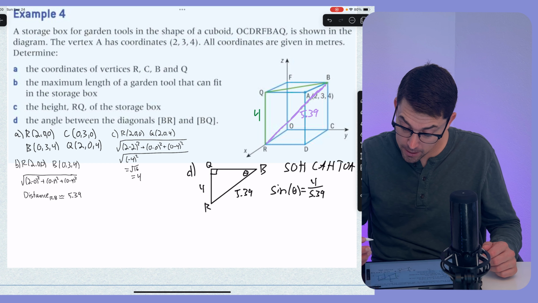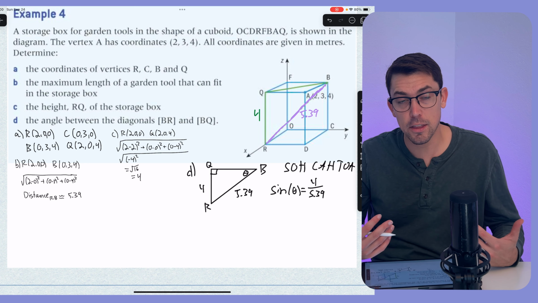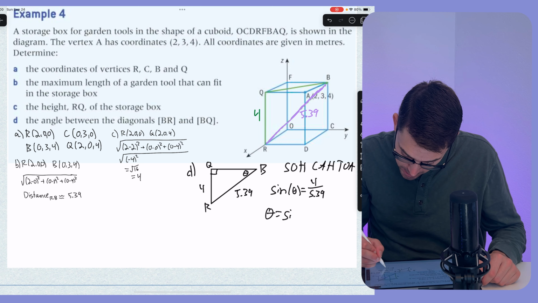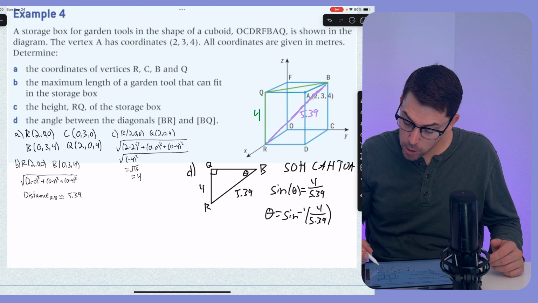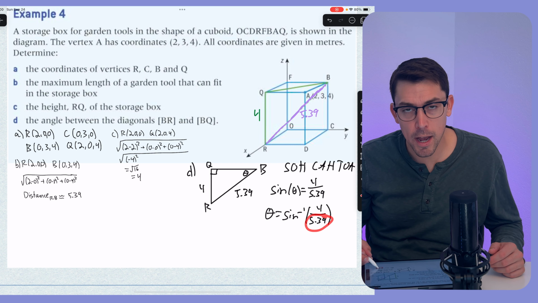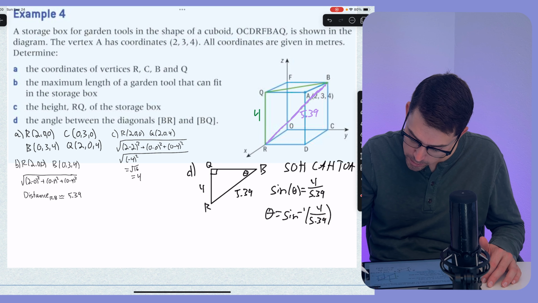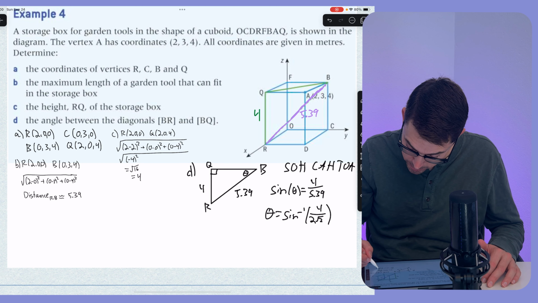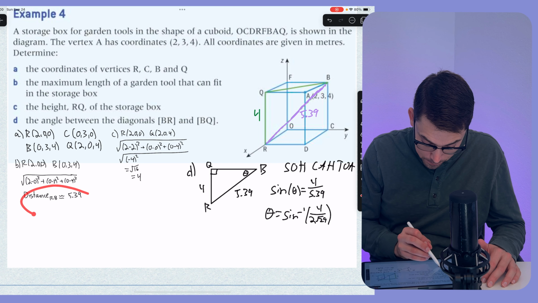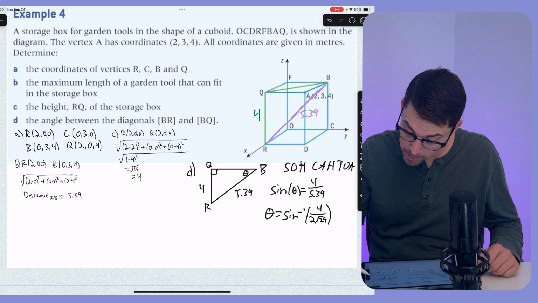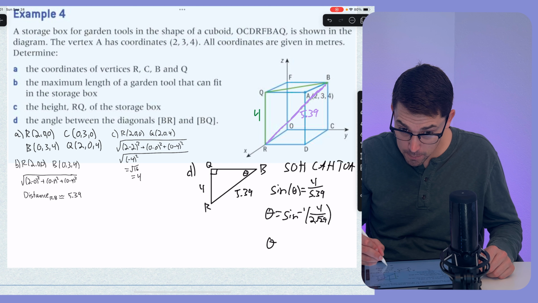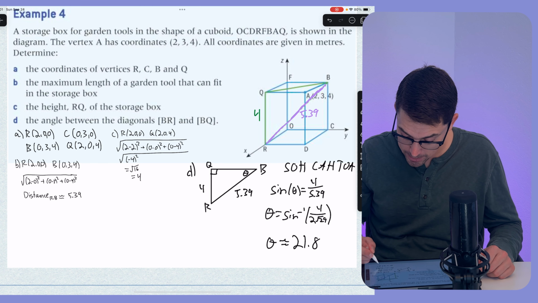Well, if I'm looking for the sine of a theta, I need to do the inverse operation in order to isolate theta, which in this case would be the inverse sine. So now I know that theta is going to be equal to the inverse sine of 4 all over 5.39. It's important to note that I'm using the approximated value, 5.39. Oftentimes that's okay, but sometimes you really want to make sure you're using the exact value, which in our case was 2 root 29. That is what gives us this 5.39 over here, as we went over before. And if we put this into our calculator, we'll find that if we round to 3 significant figures, theta is going to be about 21.8 degrees.